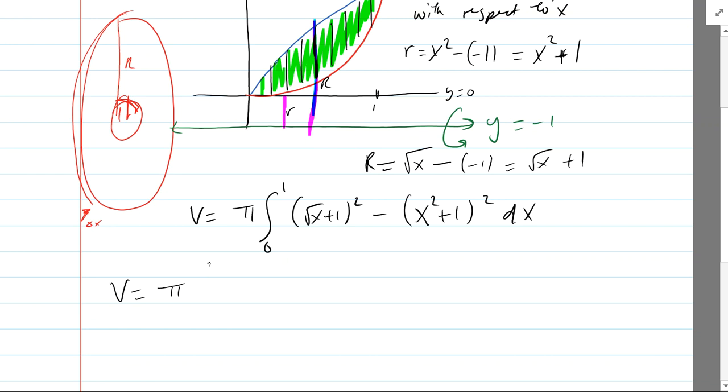So what's the volume equal? Pi, integral from 0 to 1. Okay, what's the square root of x squared? X. And then when I'm doing the inner term, it's 1 times square root of x plus 1 times square root of x, which means it's 2 square root of x's, right? And 1 times 1 is 1. Is that the first one? Yes, it is. Minus squaring x squared plus 1 gives me x to the 4th plus 2x squared plus 1.